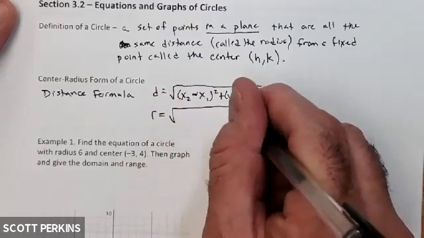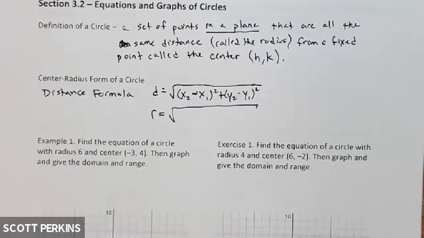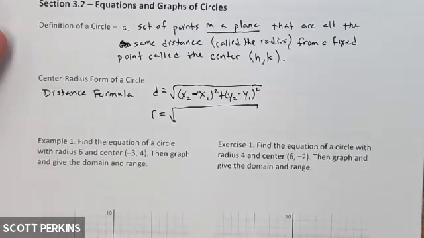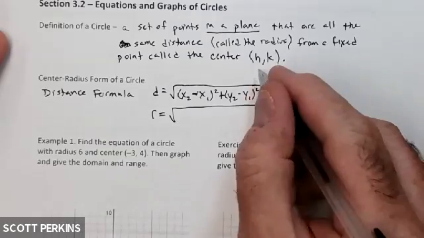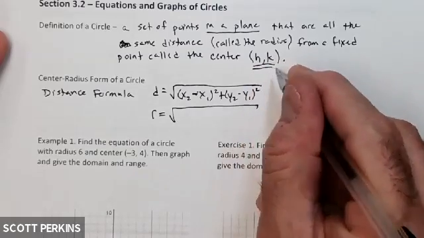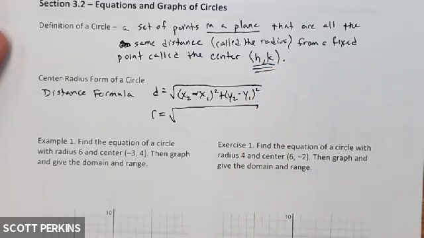Underneath the square root, we want all of the points on the circle, all of those x y values, to be that distance r. So here's what we're going to do. Like I mentioned, our book uses h and k for the center. So I'm going to use that, with x and y for all the coordinates on the outside of the circle.